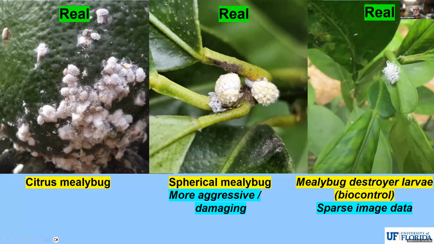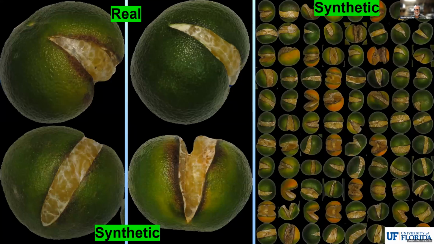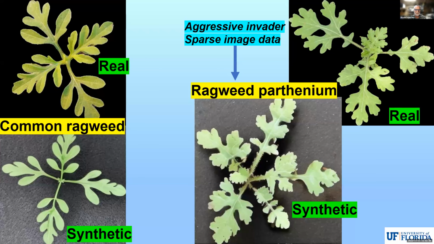So these are all real images. On the next page is what the diffusion model was able to generate: synthetic citrus mealybug, synthetic spherical, and then the mealybug destroyer beneficial. Here's real and synthetic split fruit, again done with the diffusion model, and you can see you can generate thousands of examples with it at will. Just real fruit with no defects versus synthetic. I can't really tell the difference. It's amazing, reflections and everything it does.